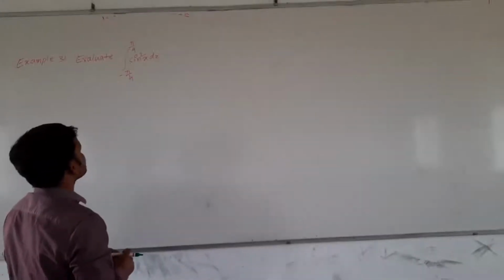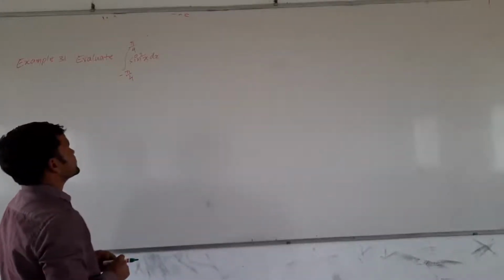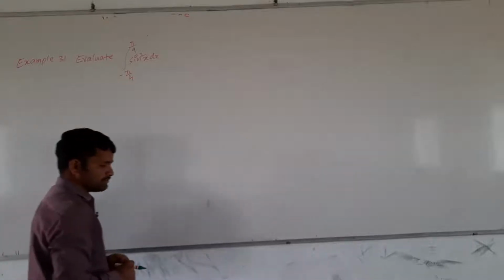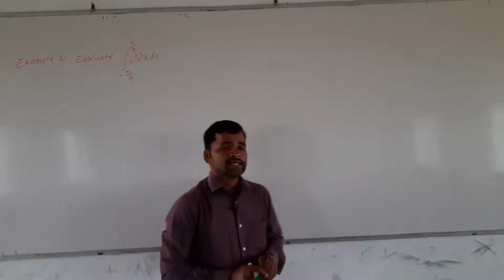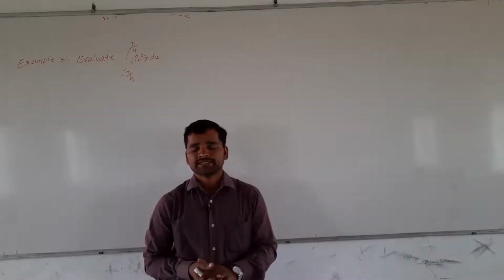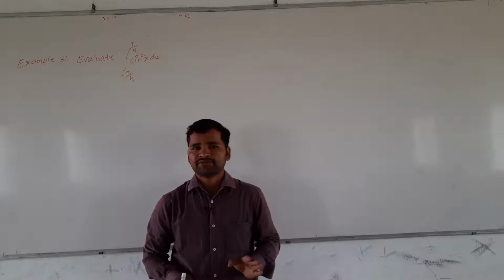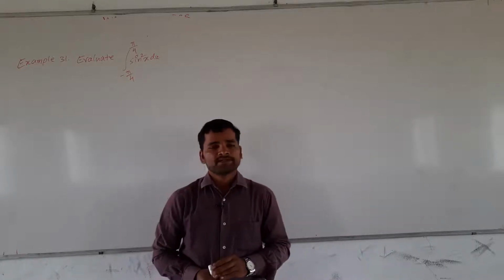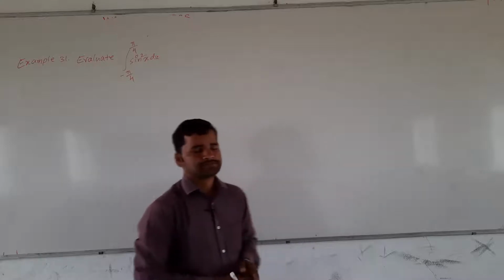Example 31 says, evaluate the integral of sin square x with respect to x from minus pi by 4 to plus pi by 4. See, first of all, if it is possible to use the properties of definite integrals, you must use the properties first, then you go with the integration. Using the properties is a must.